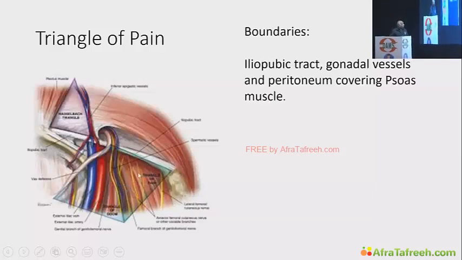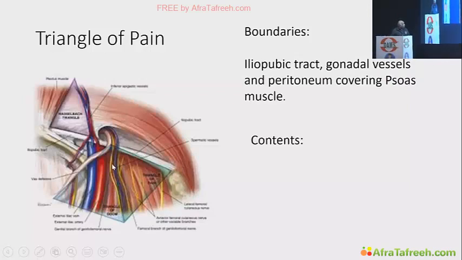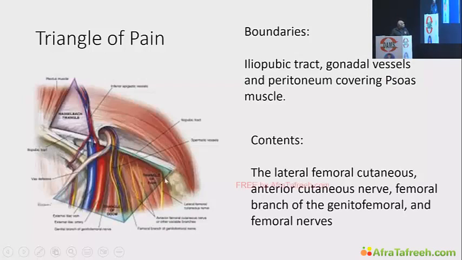So you see, the boundaries are the iliopubic tract, or we can call it the inguinal ligament, the peritoneum, and the testicular artery. And the contents from lateral to medial, there are 4 nerves: lateral cutaneous nerve of thigh here, anterior division of anterior cutaneous nerve, femoral branch of genitofemoral, and femoral nerve. You see this femoral branch, actually this is the genitofemoral nerve. This will divide. The genital branch will go here. This genital branch becomes the content of the triangle of doom, and the femoral branch is here.